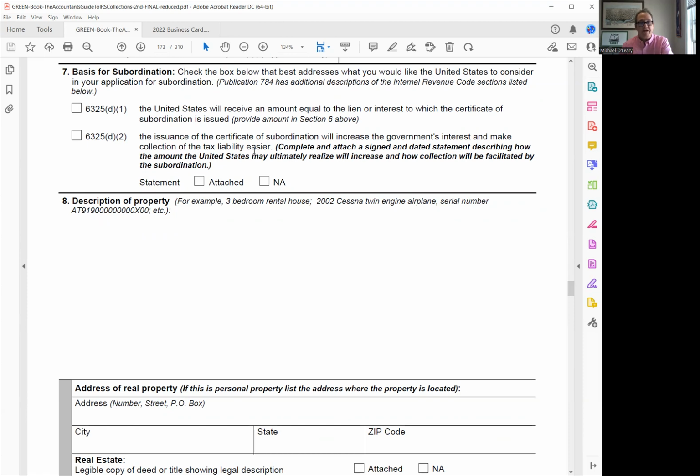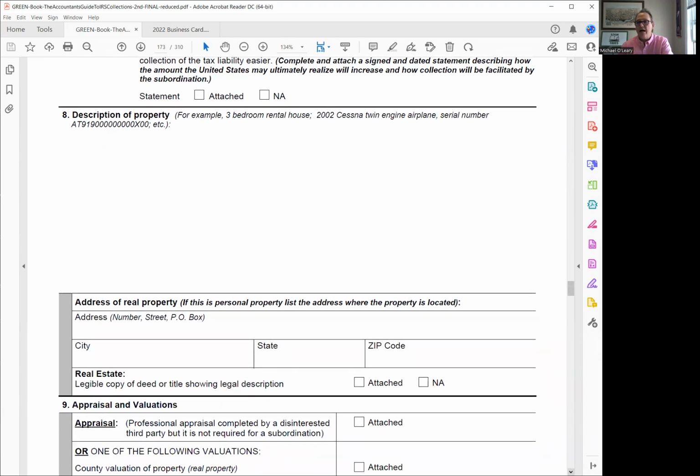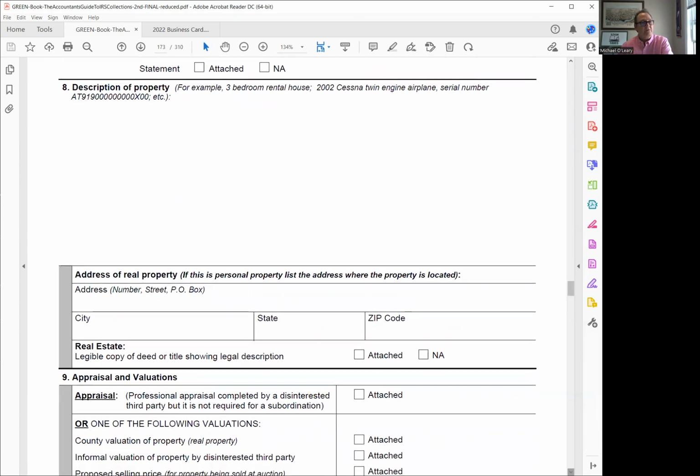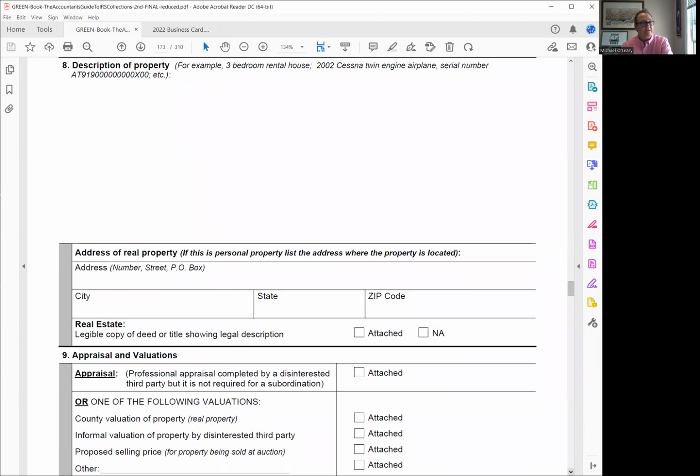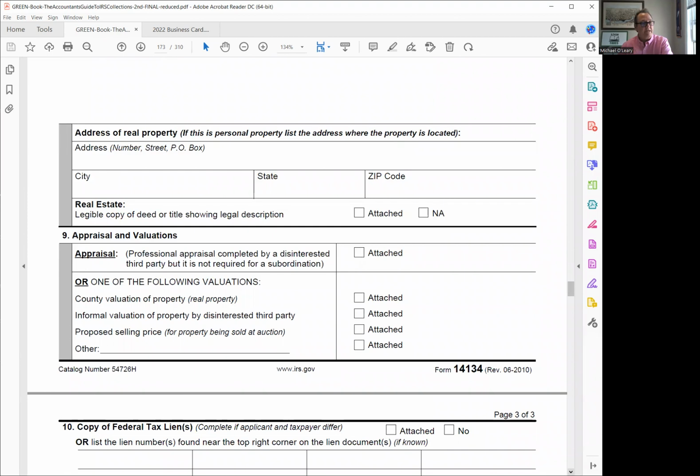Does doing this refinance give the taxpayer greater cash flow, which will enable them to pay their IRS debt off faster? If the answer to that question is yes, the IRS will agree to a subordination. Part 8, here's the description of the property. Is it a house? What is it? The address of the real property.